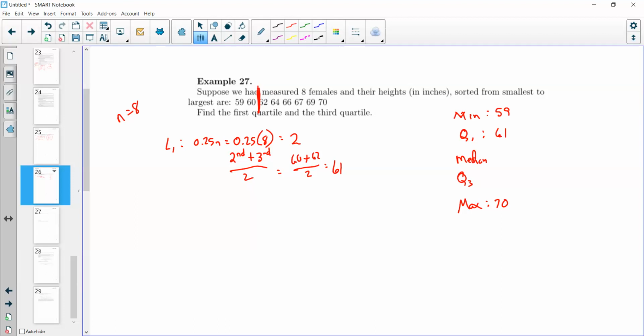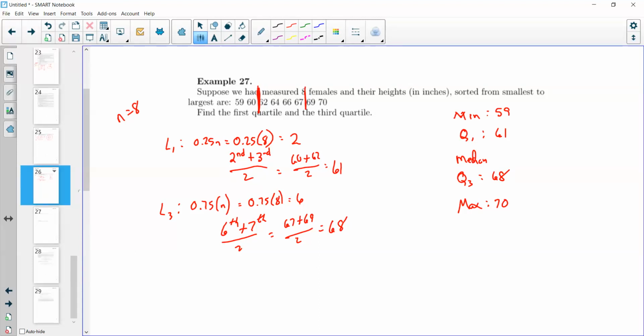Now to find Q3, the location of Q3 is 0.75 times n, 0.75 times 8, which is 6. So now I need the 6th plus the 7th over 2. 3, 4, 5, 6, 67 and 69. 67 plus 69 over 2, which should give me 68, which would be right here.